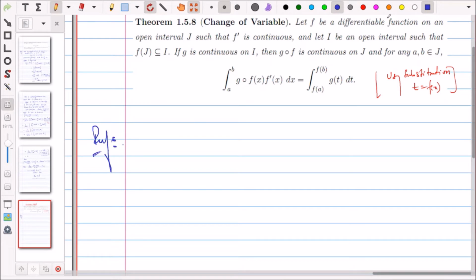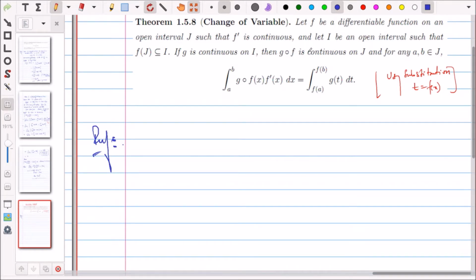So f is a differentiable function on an open interval J such that f dash is continuous. ठीक है, so the derivative is continuous, that is, f is a continuously differentiable function, and I is an open interval such that f(J) is contained in I. If g is continuous on I, अगर g continuous on I है तो g of f is continuous on J, right?